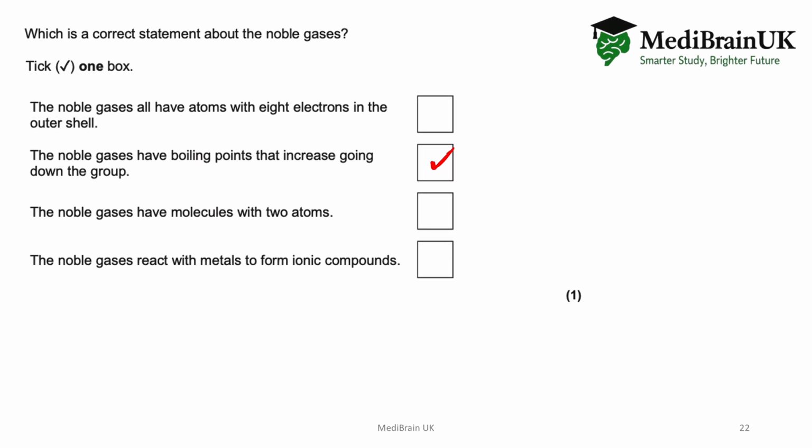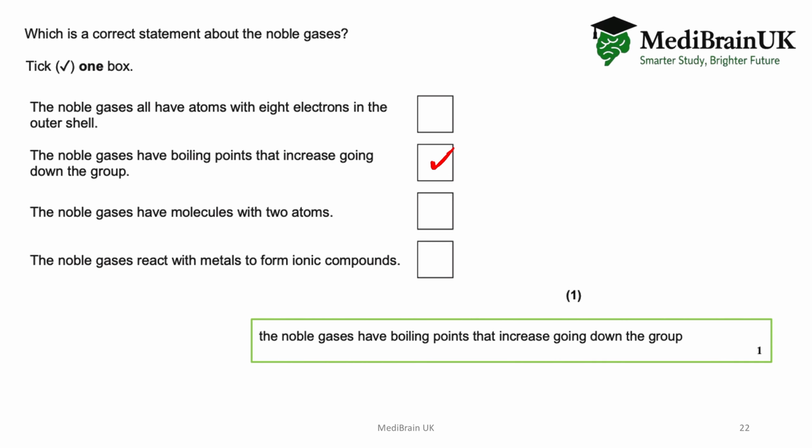The noble gases have molecules with 2 atoms. That's just not true. It's the halogens which have diatomic molecules. The noble gases react with metals to form ionic compounds. Well, they don't, because the noble gases are noble because they are very unreactive, because they are already very stable. They have a full outer energy level, so they don't need to react, and they certainly don't form ionic compounds. So the noble gases have boiling points that increase going down the group. That's the correct answer.